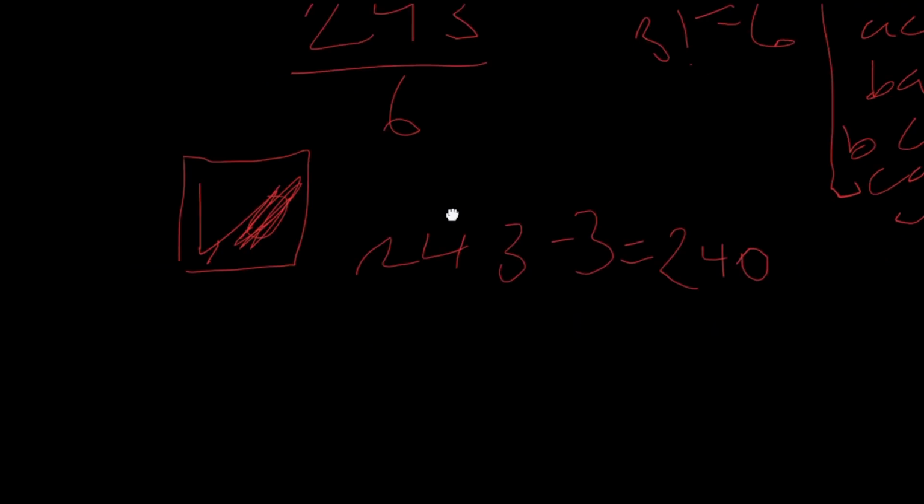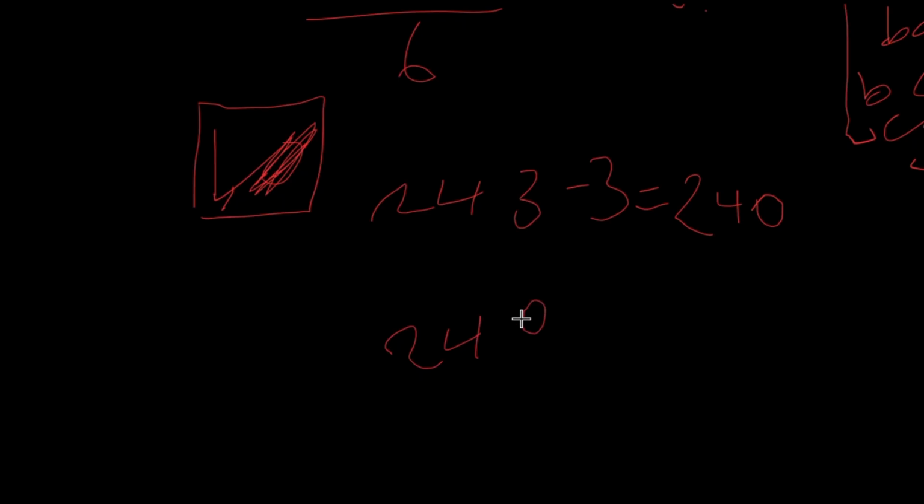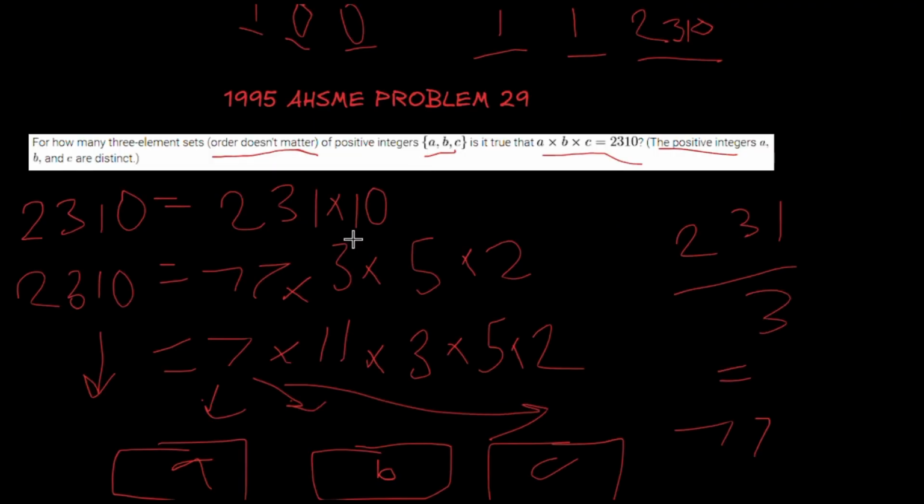Is that divisible by 6? Yes, that gives us a proper integer now. So we know the answer to the problem is 240 divided by 6, which is 40. So our answer is that there are 40 three-element sets of positive integers a, b, c where it is true that a times b times c is equal to 2310.